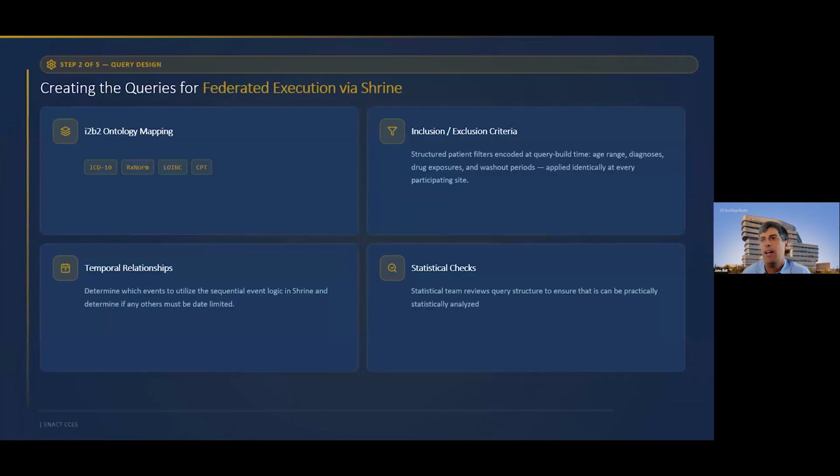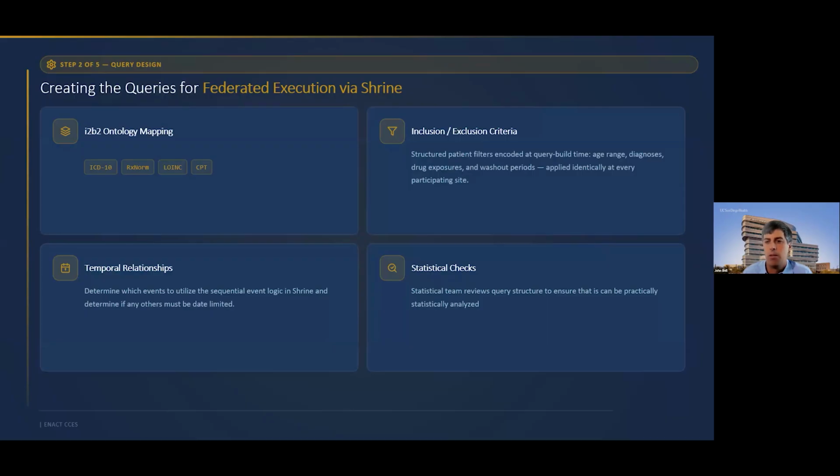So again, we're taking that I2B2 ontology mapping, the ICD-10s, the RxNorms, and the LOINC and CPT codes to take those clinical entities and put them into searchable entities that we can put into Shrine. We're looking for that inclusion and exclusion criteria as we're building the queries, and how do we build them utilizing the available logic that's within Shrine. And then, including that, we're looking for the temporal relationships.